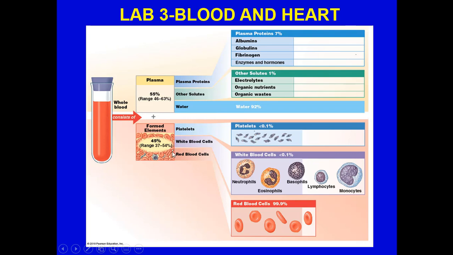The formed elements, which average out about 45%, we talked about some of the ranges, will include platelets, white blood cells, which include neutrophils, eosinophils, basophils, lymphocytes, monocytes, as well as red blood cells.